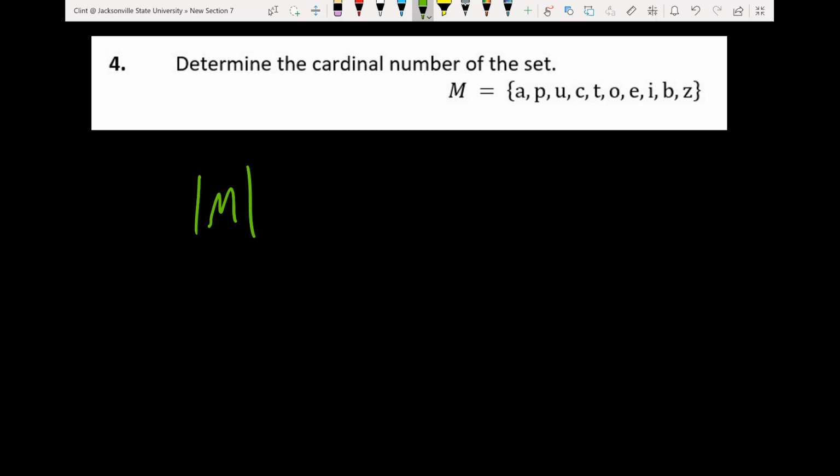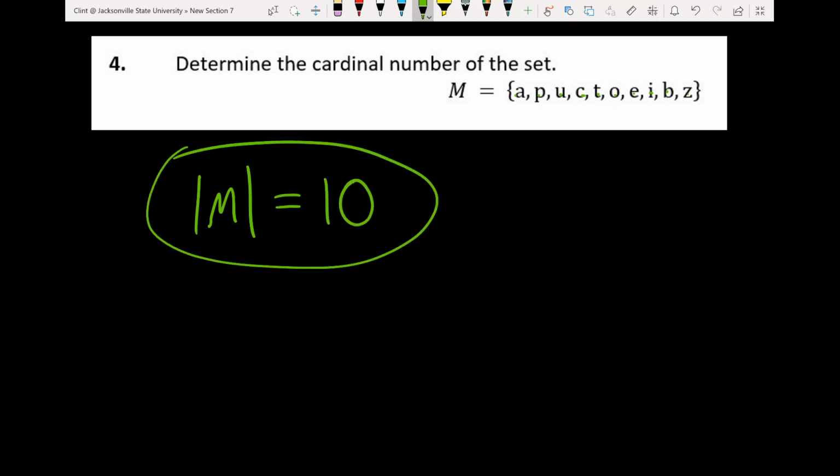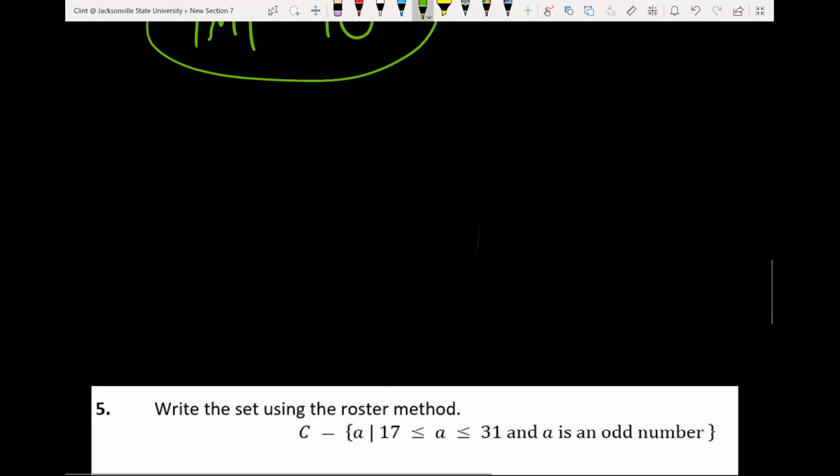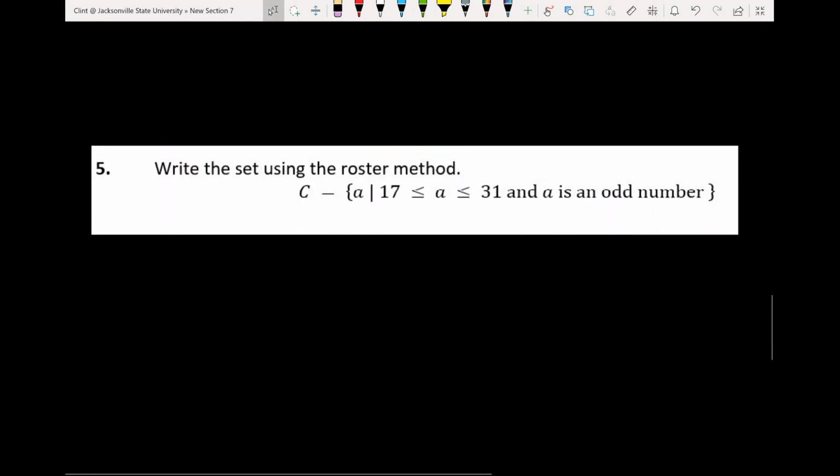In this case, our elements are letters. So we got 1, 2, 3, 4, 5, 6, 7, 8, 9, 10 elements in this set. All right, 10 letters in here. So the cardinal number of m is 10. Okay, so cardinal number is just how many elements there are in there. So you just count them. Right.